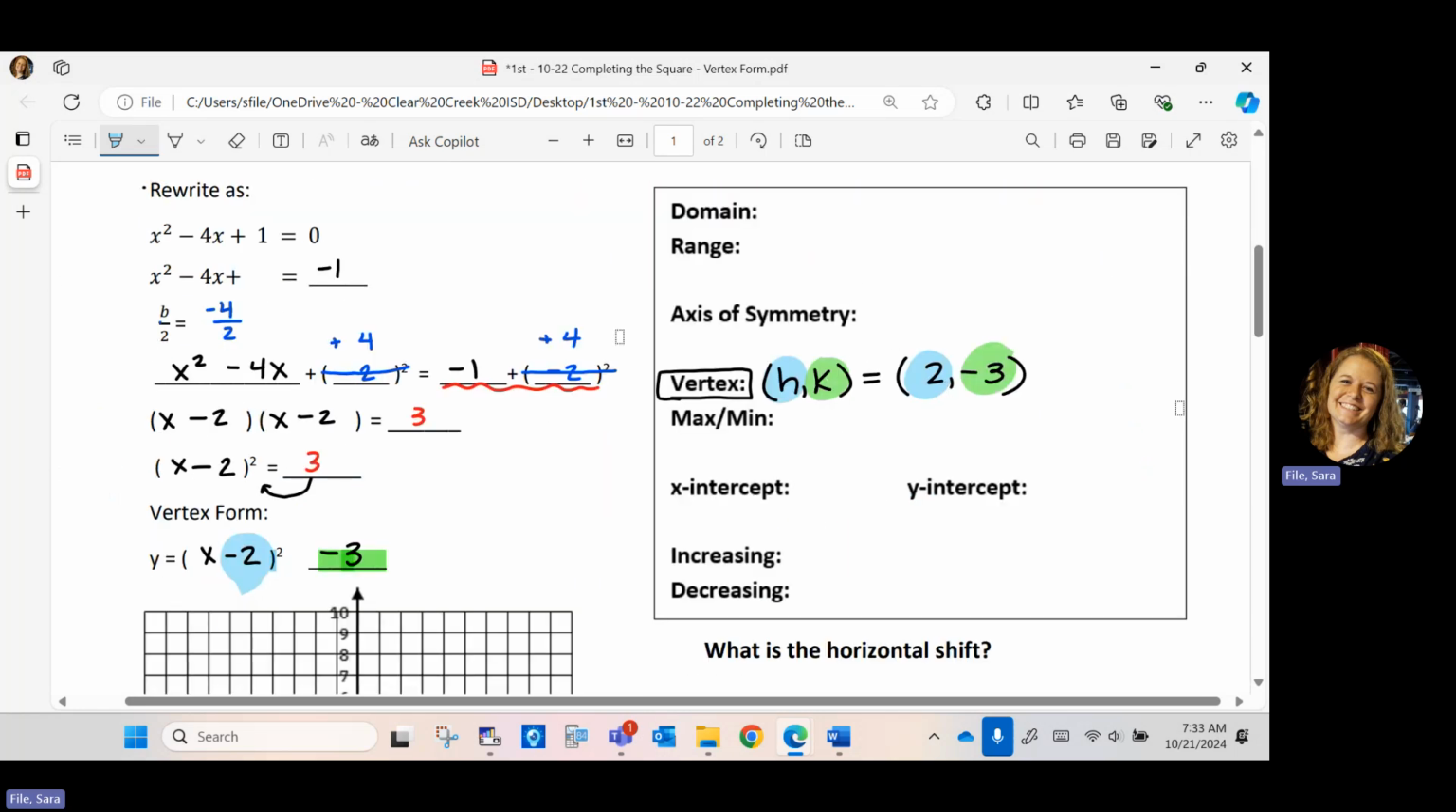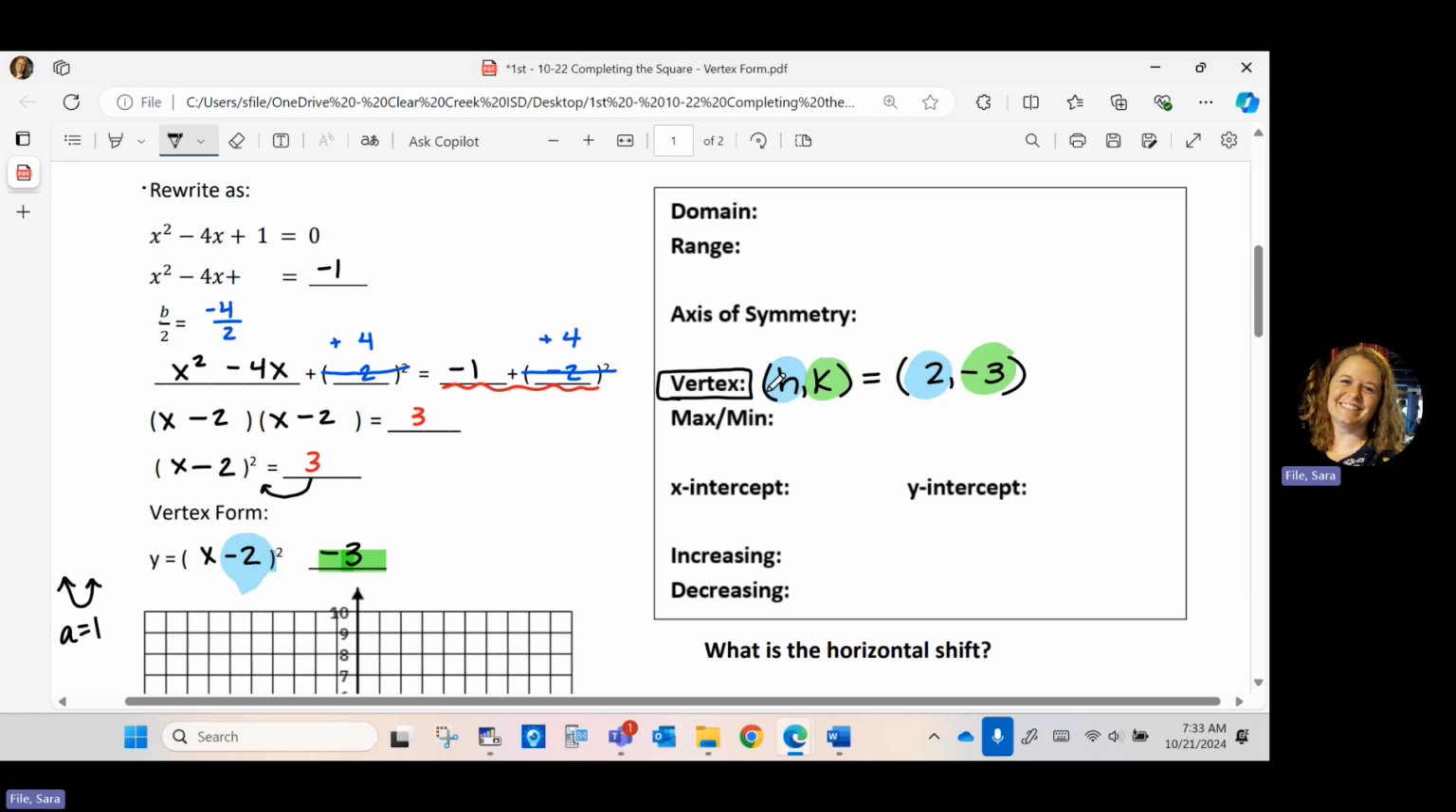Now, we can see based on our a value that this graph is going to open what direction? It's going to open up. And I can tell that because a is positive. a is the number in front of the parentheses being multiplied, and there's nothing there, so it's an understood 1. a is a positive 1. So I know the graph's going to open up.